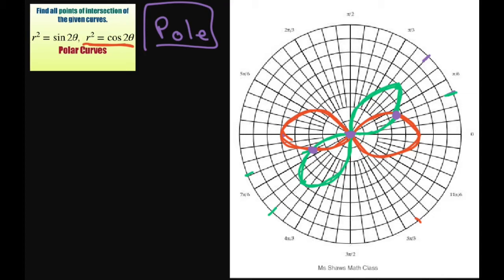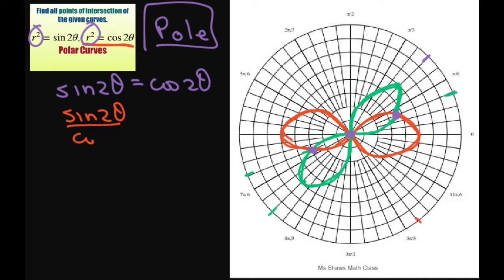But to solve, we're just going to set them equal to each other. Since r squared equals r squared, just set sine of 2 theta equals cosine of 2 theta. Now divide both sides by cosine. You get sine of 2 theta divided by cosine of 2 theta, which equals tan of 2 theta, and that equals 1. So basically, tan equals 1 at pi divided by 4.